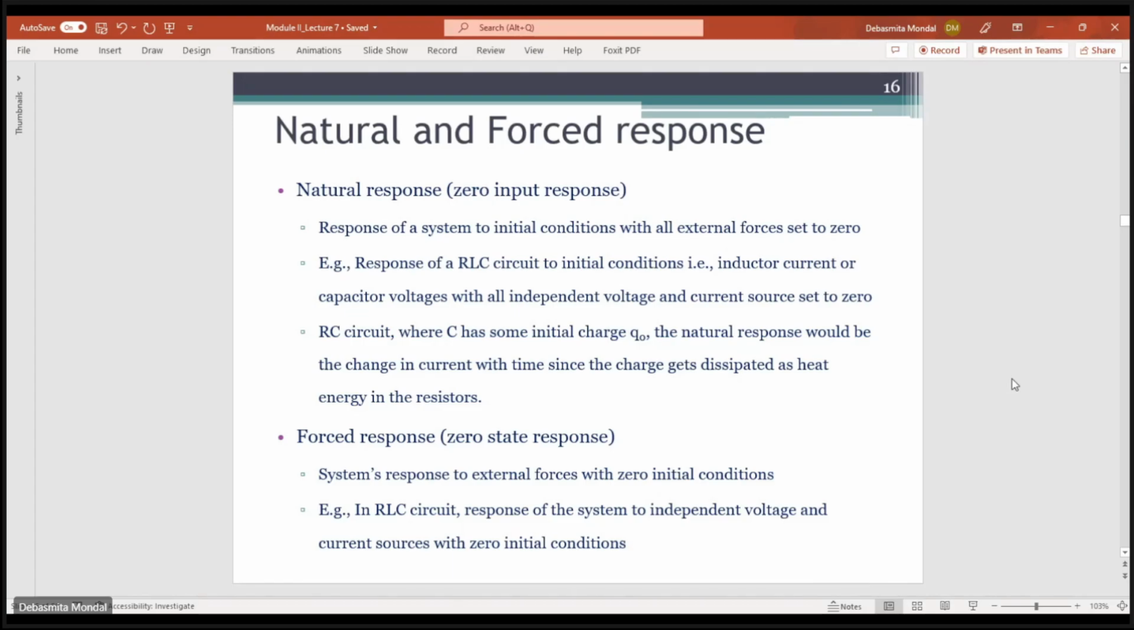So that means if you have a system, for example, let's say you have a series RLC circuit and there is no driving voltage or current source. So you just have an R, an L, and a C. You have a circuit like this. So this circuit is R, L and C.